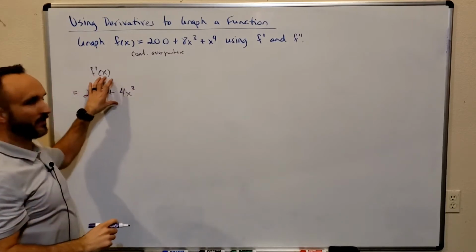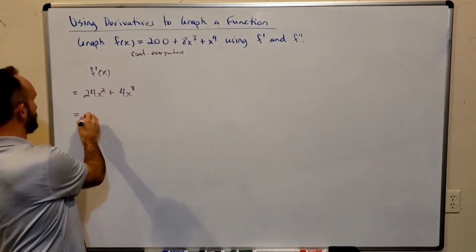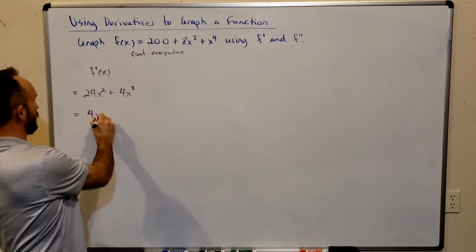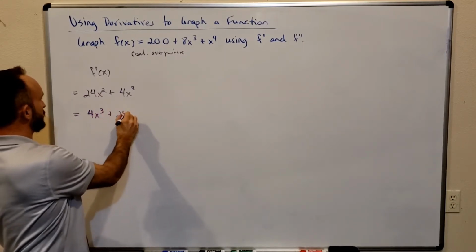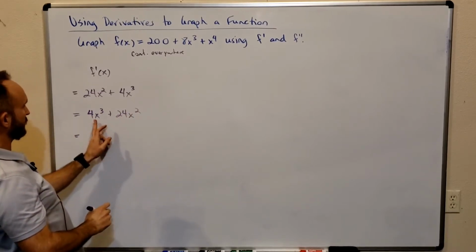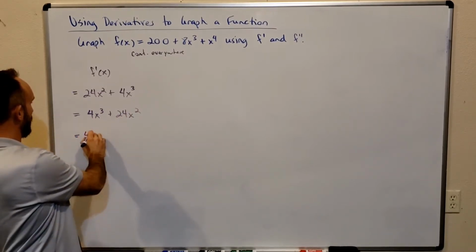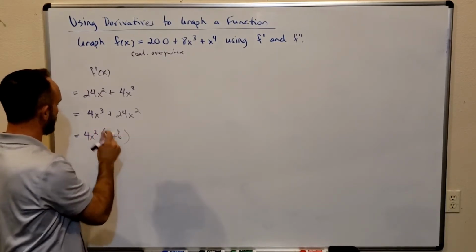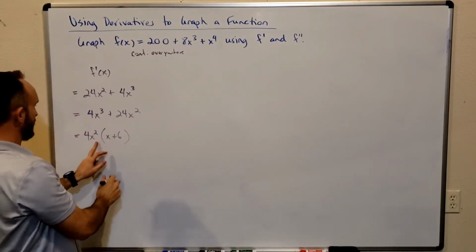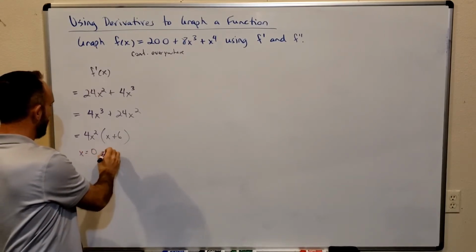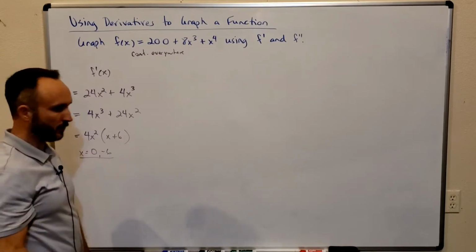And because we know we're going to be finding the critical numbers and setting this equal to 0, let's go ahead and put it in order and factor it. So I'll put 4x to the third plus 24x squared and then factor. So I can pull out a 4x squared, leaving behind an x plus 6. So the critical numbers here are 0 and negative 6. So we'll keep that in mind.